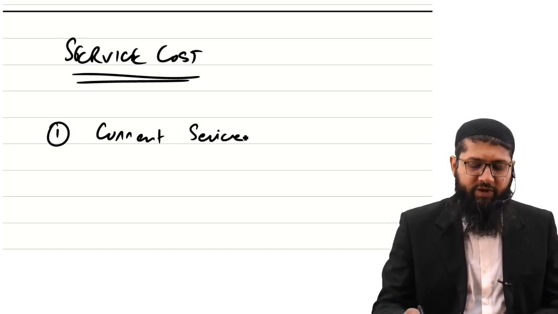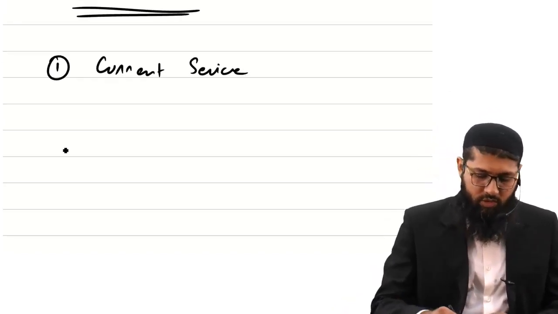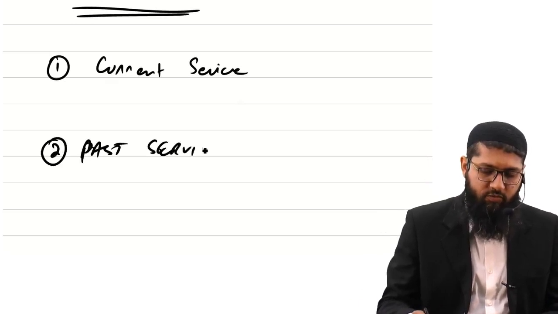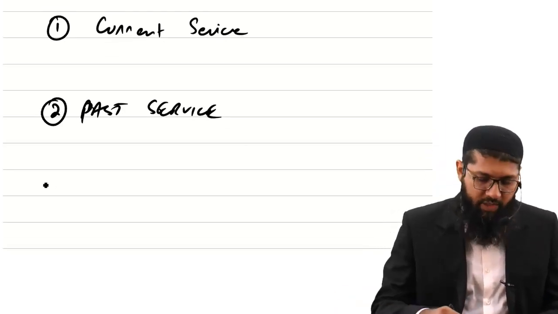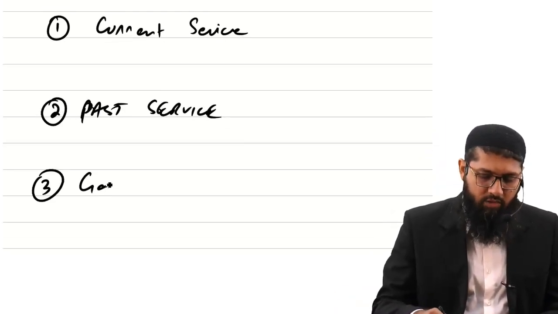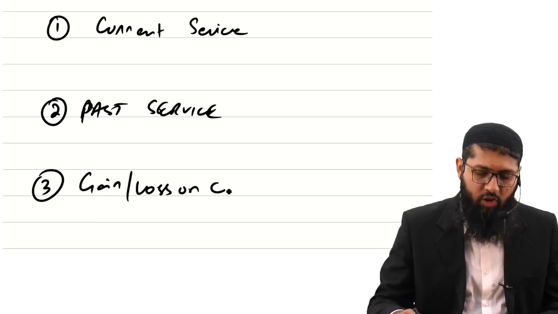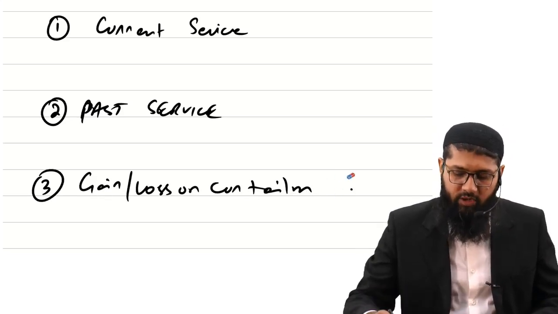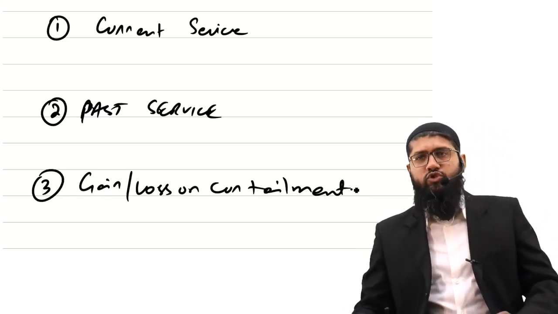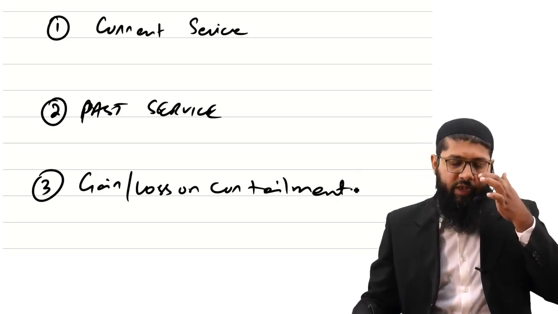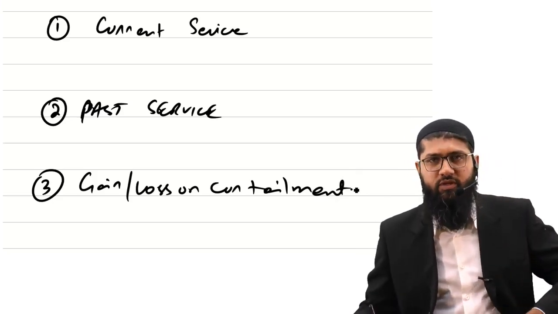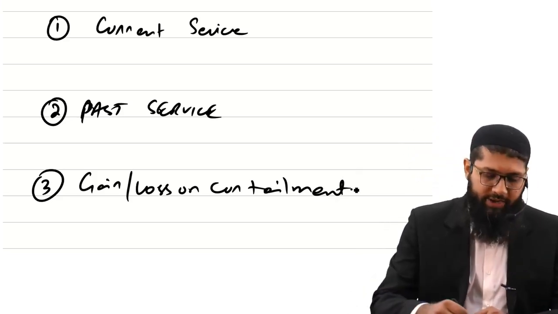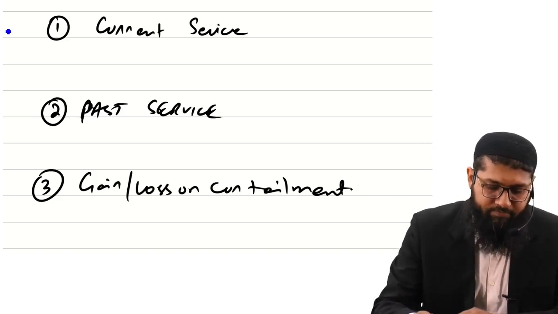One of them is the current service cost. The other one is the past service cost. And the third one is the gain or loss on curtailment. So when we talk about the service cost, it is actually made up of these three things: current service cost, past service cost, and gain or loss on curtailment. Now what exactly do we mean by this?